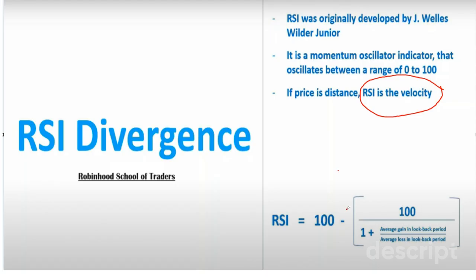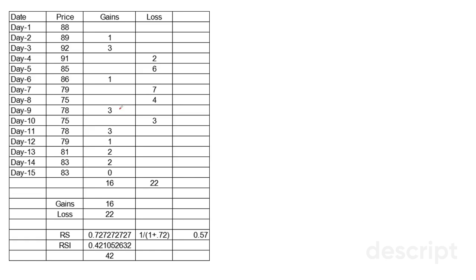RSI is nothing but 100 minus 100 divided by 1 plus RS. To explain RSI in one minute, I have taken arbitrary prices and a period of 14. Every RSI has a period of 14 by default in all indicators. RSI 14 means it goes to the prior 14 candles in whichever time frame you're working. As I told you, I have taken arbitrary values. These are closing prices.